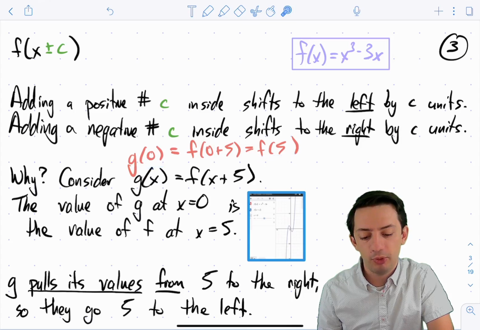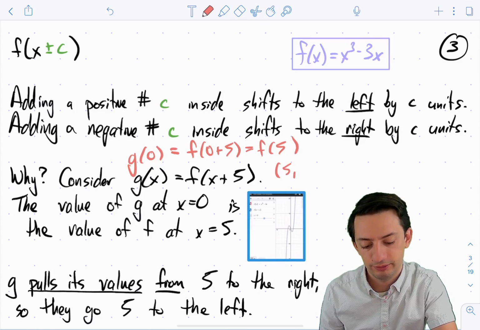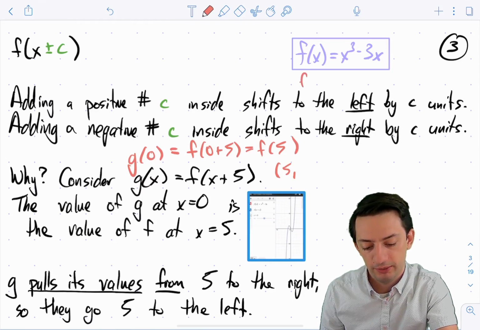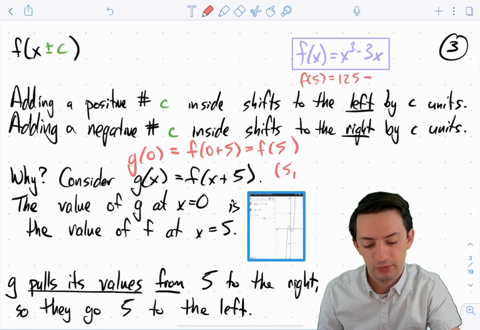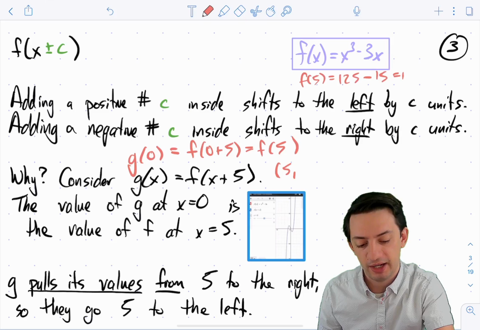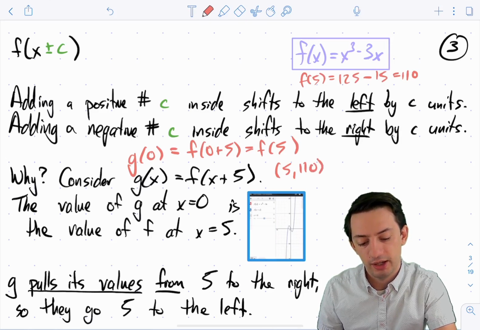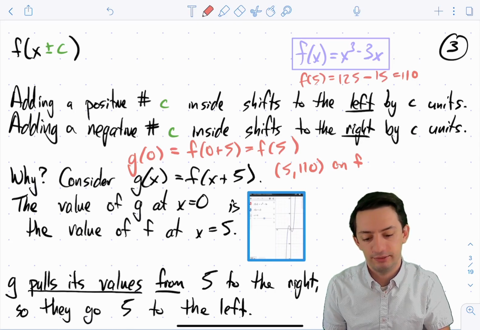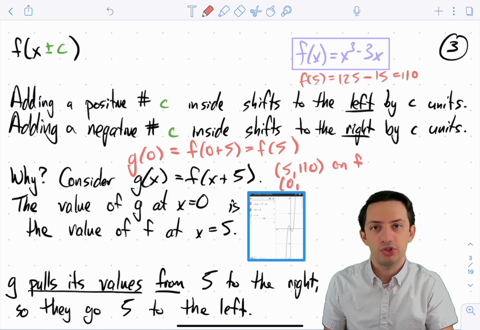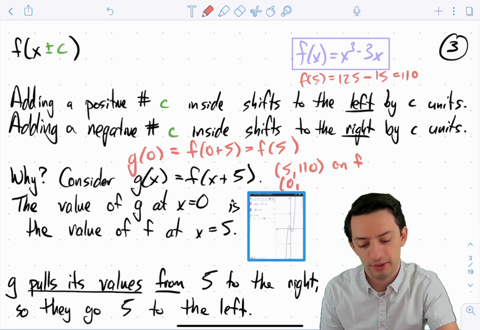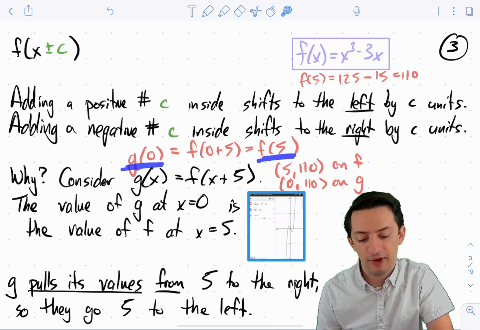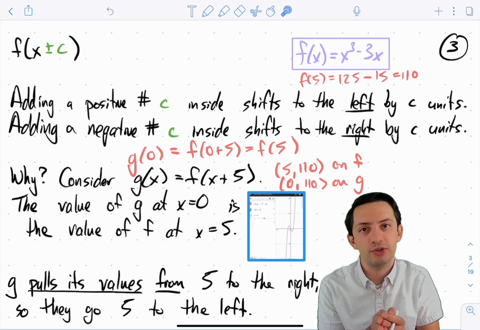The values of g, like g of 0, come from 5 to its right. So that means if I take any point on f, for example at 5, what happens when we plug in 5 here? Okay, this is a little bit of a big number. 5 cubed is 125. 3 times 5 is 15. So that's 110, I think. So a point on f is (5, 110). The point that I get on g is (0, 110), because g pulls its values from 5 to the right. And that's exactly what this tells us. g of 0 is f of 5. So the height of g at 0 is the height of f at 5. So we go 5 to the left. So the plus tells you how far away you're pulling it from.